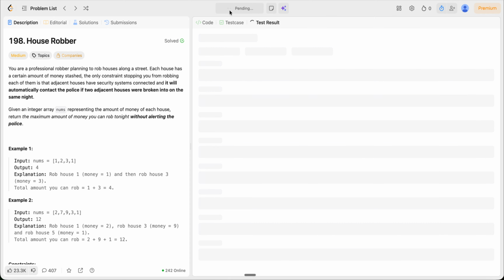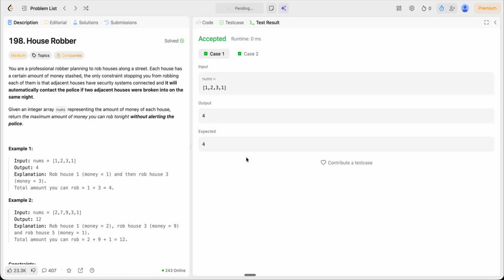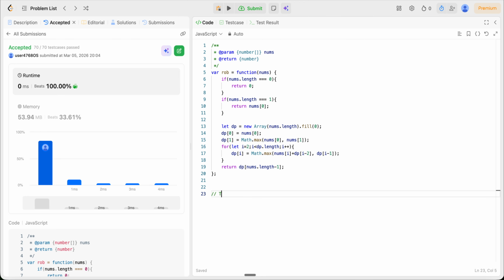So now let's run it, submit it. Cool. So let's now try to understand this. The time complexity of this is big O of n, considering n is the length of the nums array, and the space complexity would be big O of n because we are creating a dp array of length n. So there is also a better solution than this to optimize the space, where we can go from big O of n to big O of 1. So you can try it out and you can let me know. I hope the solution which I have explained is clear. Thank you.